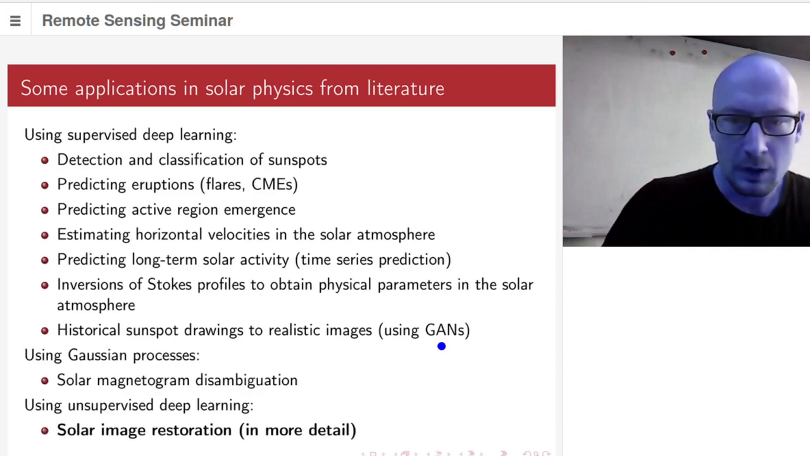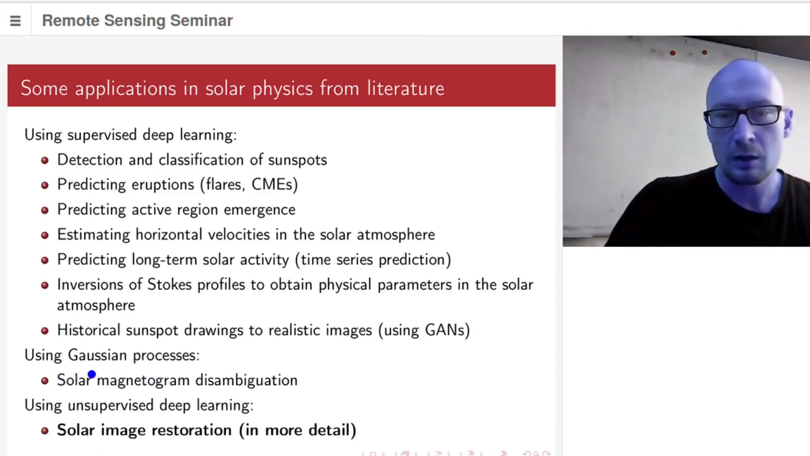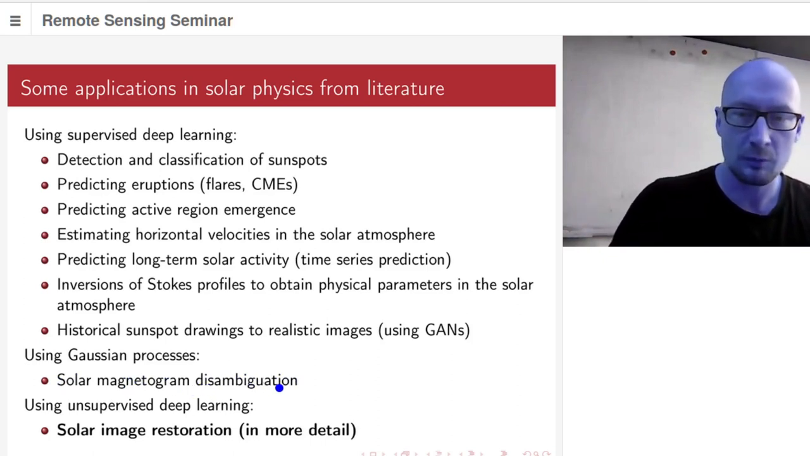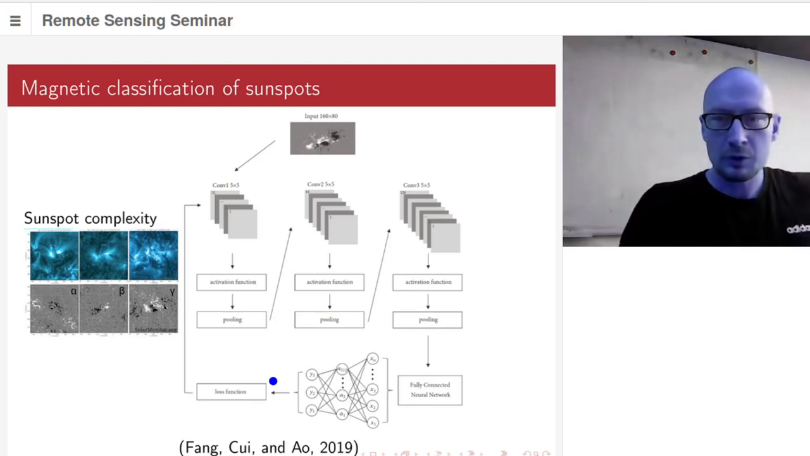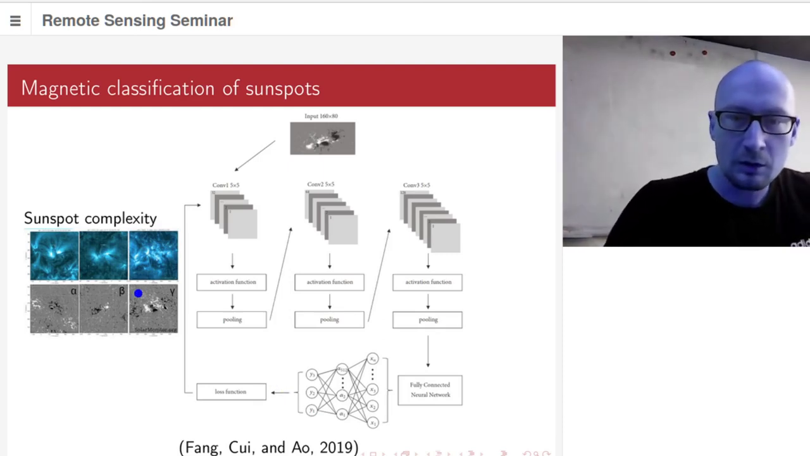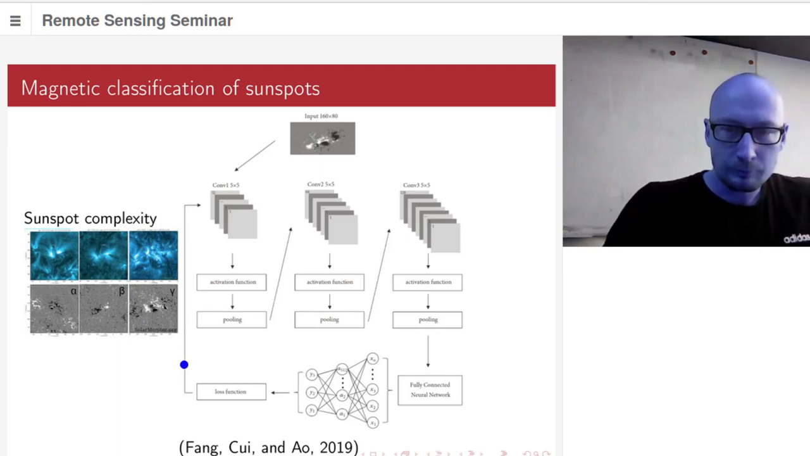And then I mention a little bit about this study, my future study, using Gaussian processes. The task is to do solar magnetogram disambiguation and then a little bit in more detail about this solar image restoration task. But first, this couple of literature overview studies.